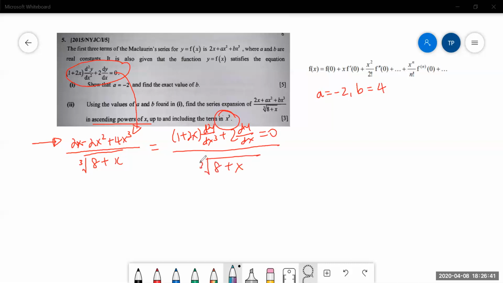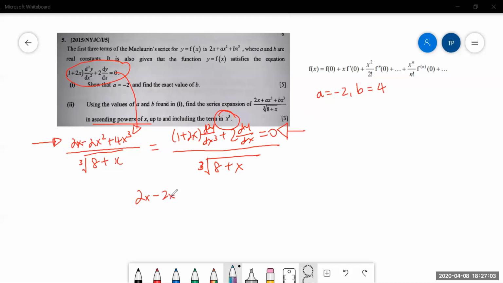Like that? No, because you need to expand the bottom also. What? How? This doesn't make sense.